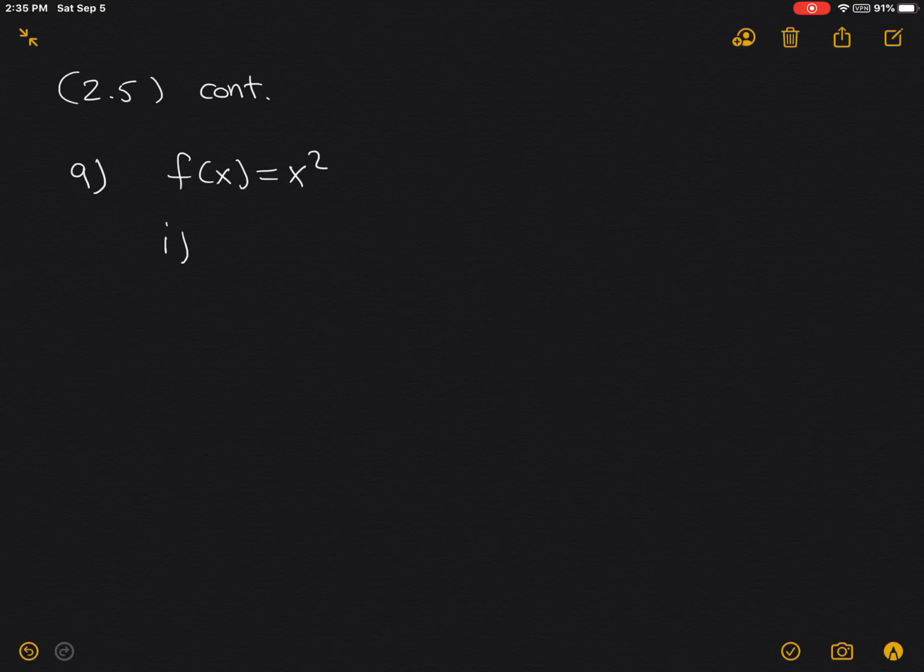Okay, so we want to write a rule for G, right? All right, so notice there's multiple transformations here. The first thing that we have is a horizontal shrink by a factor of 1/3, okay? So horizontal shrink, let me call this my dummy function. If I was just doing a horizontal shrink by a factor of 1/3, the general rule would be p of x is equal to f of Bx, okay? So again, these are from your notes in the beginning of chapter 2. And what I need to do is figure out what the B value is, right?